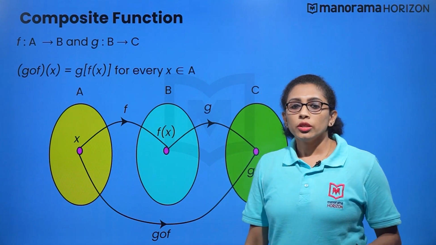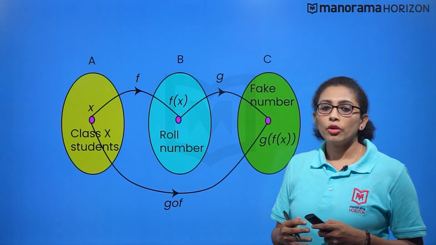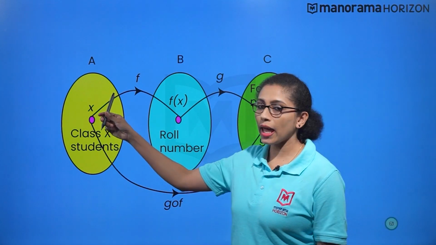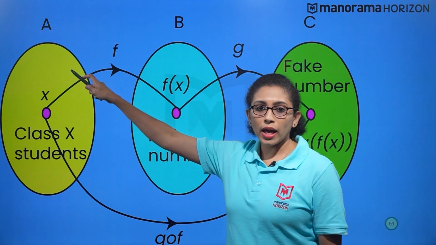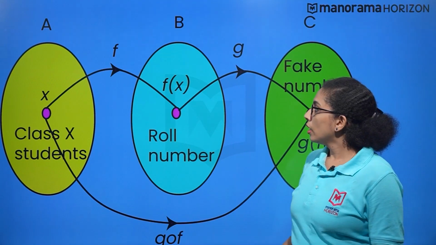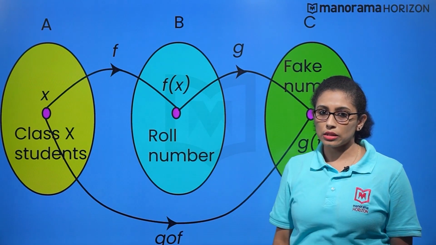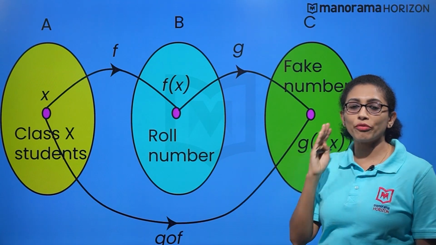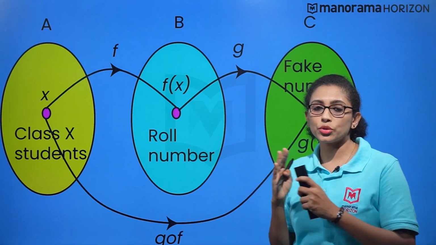Alright. Now we shall see this through an example for better understanding. Let us consider three sets A, B, C. The set A represents a set of class 10 students appearing for the board exam, and the set B represents the roll numbers given to all students. B belongs to the natural numbers, and C represents the fake number that is allotted to all roll numbers. C also belongs to the natural numbers.